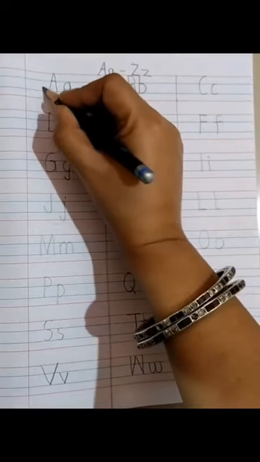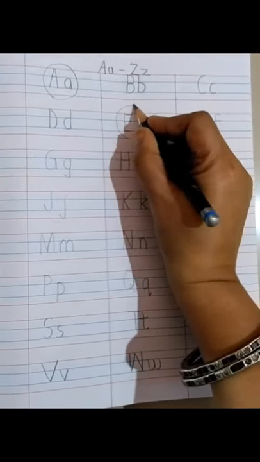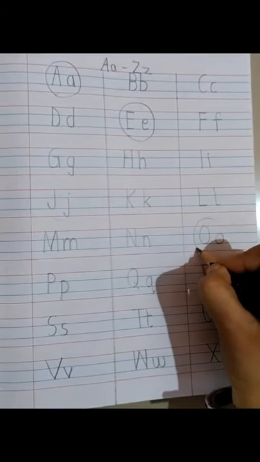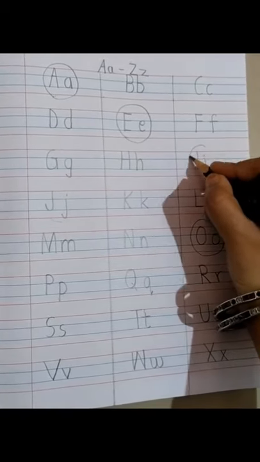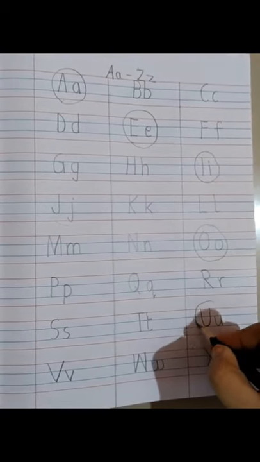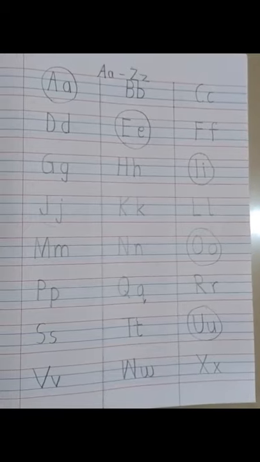Now what are we going to do? We are going to circle the vowels. So the first vowel which we know is A. So we are going to circle A. Then E. We will circle E. O. We will circle O. I. We will circle I. And then U. So the vowels we have circled: A, E, I, O, U.